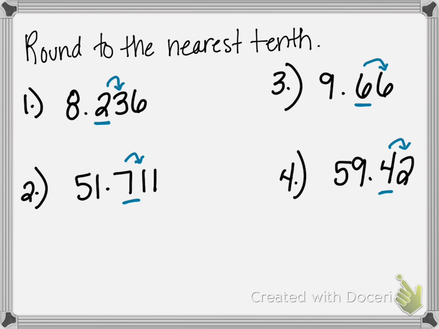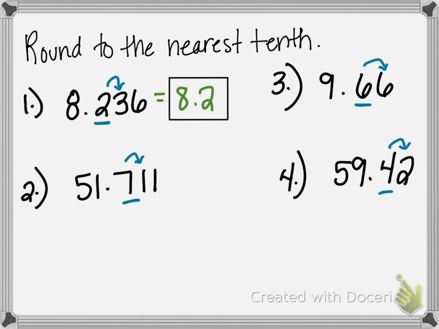All right, let's look at number 1. 8.236 to the nearest tenth would be what? Natalie, what would number 1 be to the nearest tenth? Number 1 would be 8.2. Good. Does the 6 matter? No, it does not. Only the one underlined and the one to the right. So 8.2 would be to the nearest tenth.